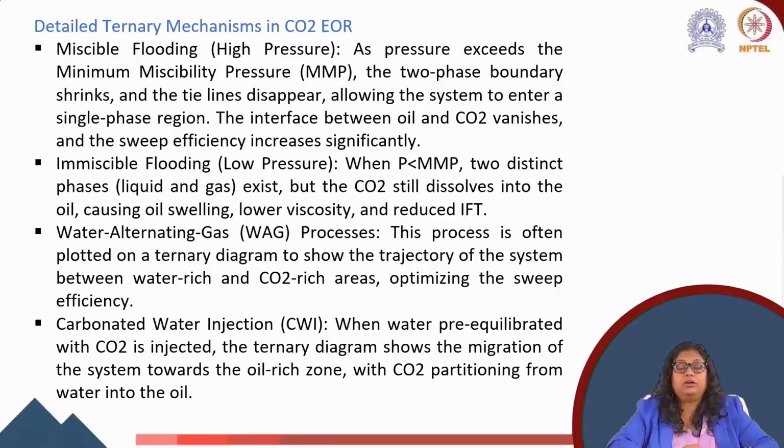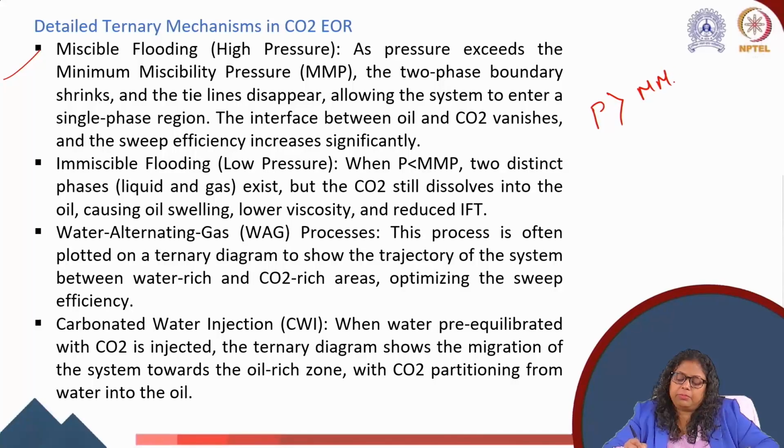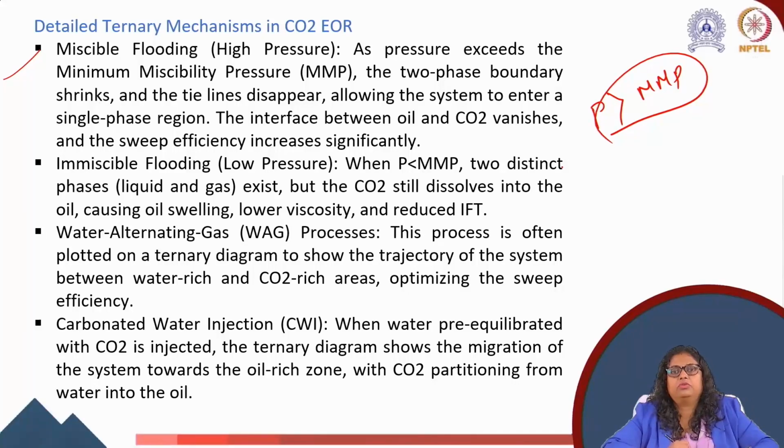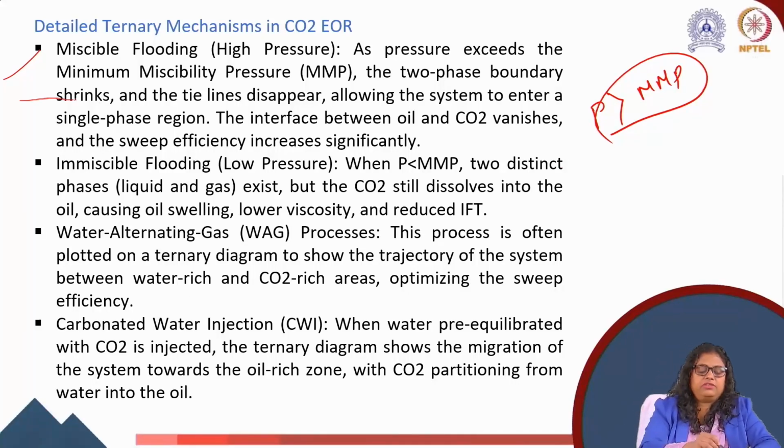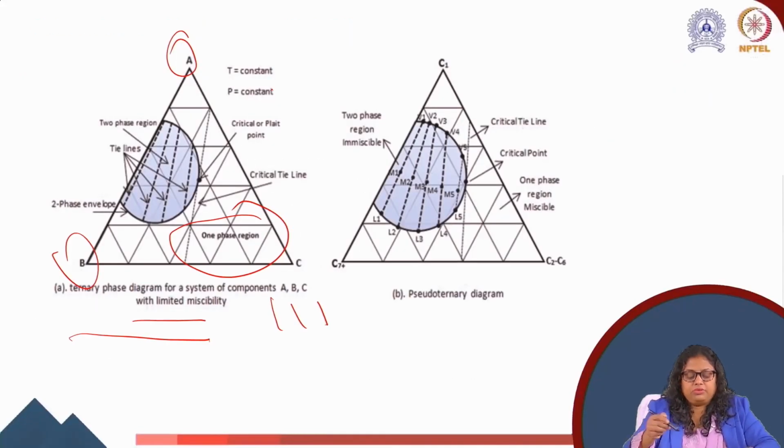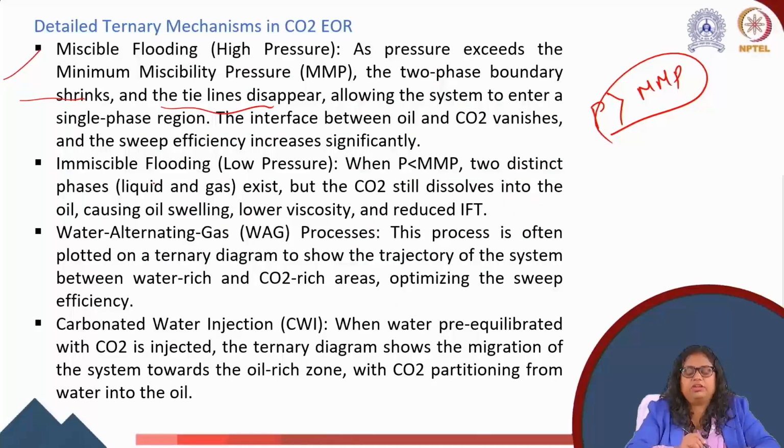So let's talk about the detailed ternary mechanism in CO2 EOR. So we have miscible flooding. Miscible flooding condition is at high pressure, as pressure exceeds your minimum miscibility pressure, so pressure is greater than MMP. This is my first scenario. The two-phase boundary shrinks and the tie line disappears. Here, this is the two-phase region or two-phase envelope. This two-phase region shrinks, that means the tie line will disappear.